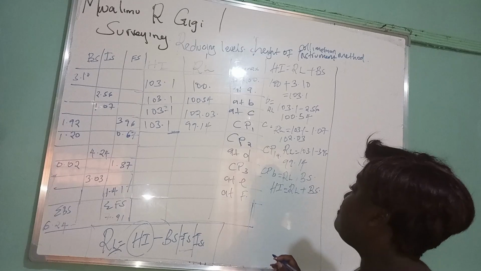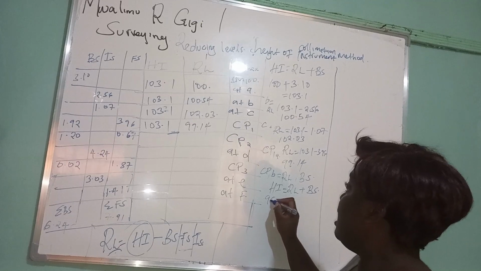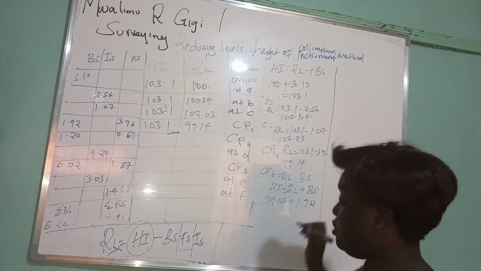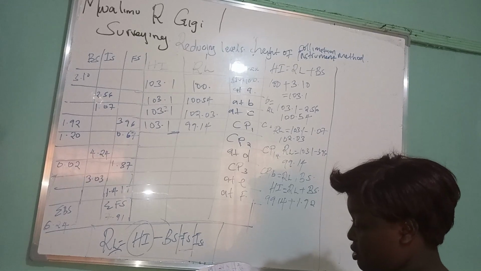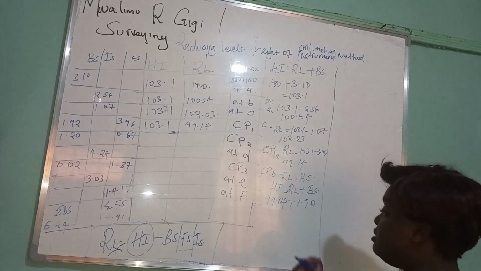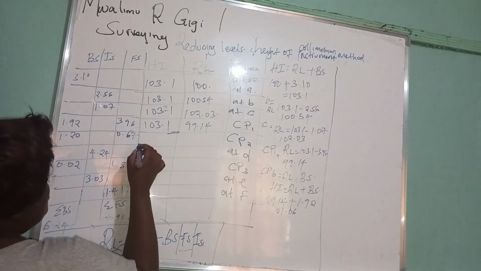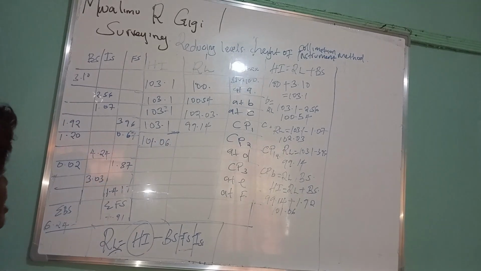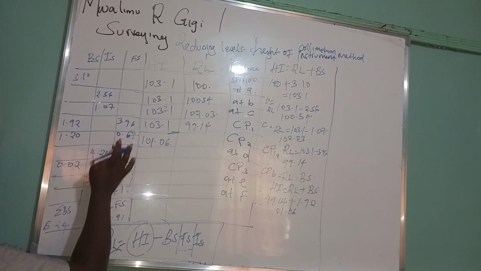So at change point 1B, we will have 99.14 plus 1.92, which is 101.06. So the height of instrument at this point is 101.06. So we use this. We found the backsight and the foresight.